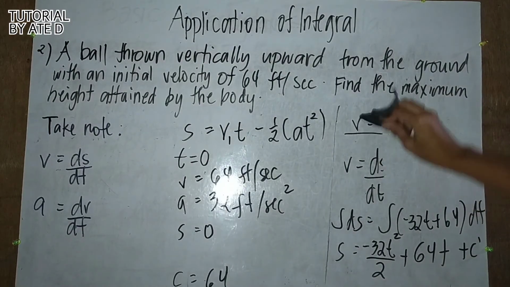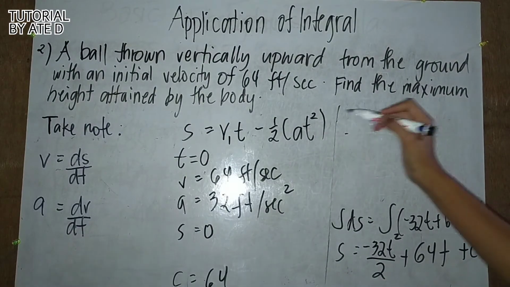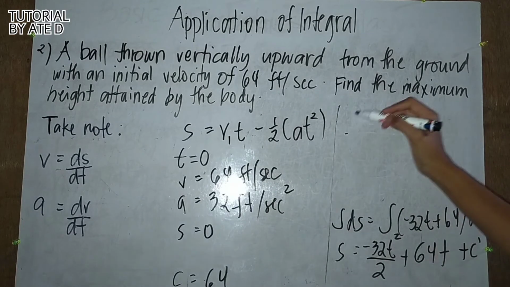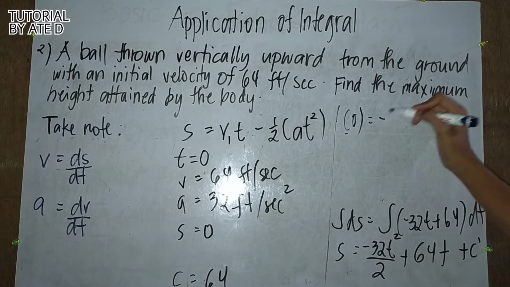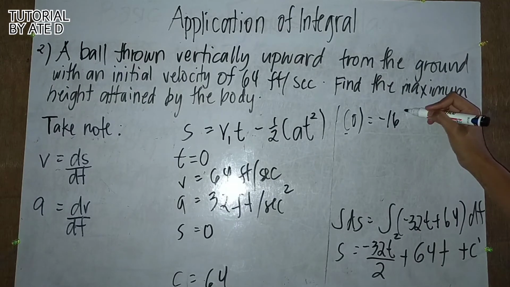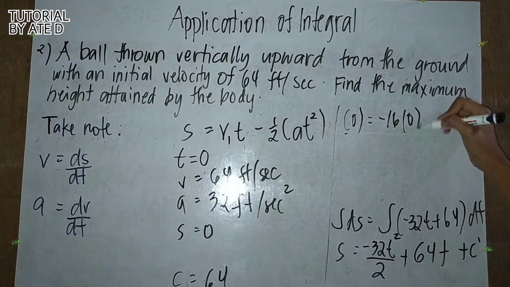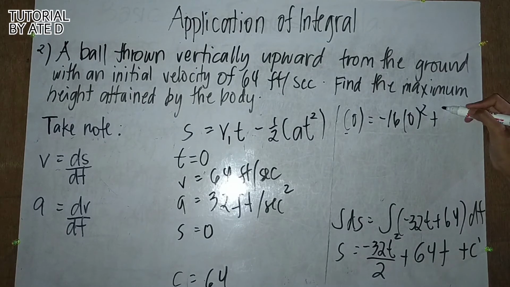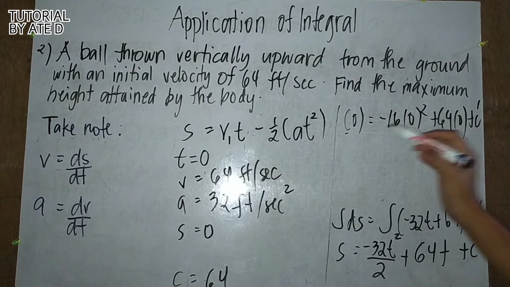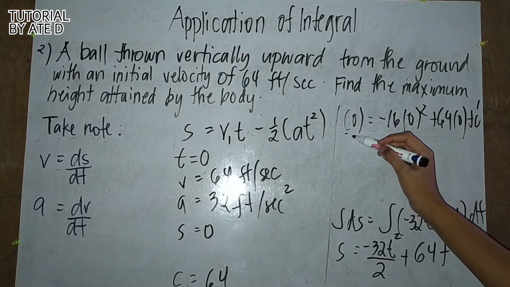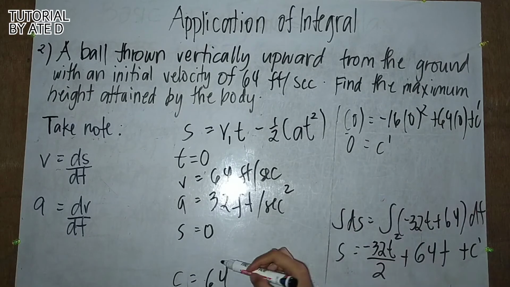Kukunin ulit natin yung value ng c dito. I-plug in natin yung values na narito sa equation na ito. So, s is equal to 0, negative 16(0) squared, plus 64t plus c. So, the value of c here is 0. Ayan.